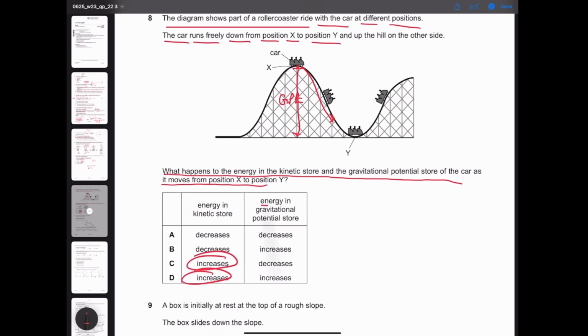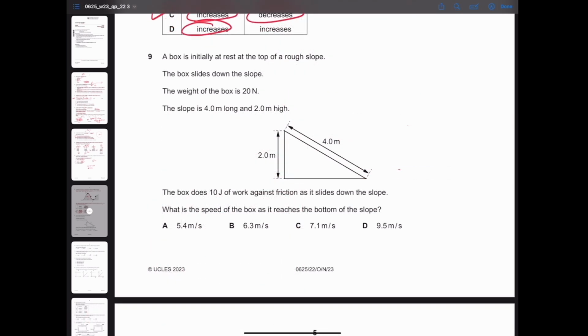And energy in the gravitational potential store must decrease because the height is decreasing. So the answer should be C. Very simple. Now, question number 9.